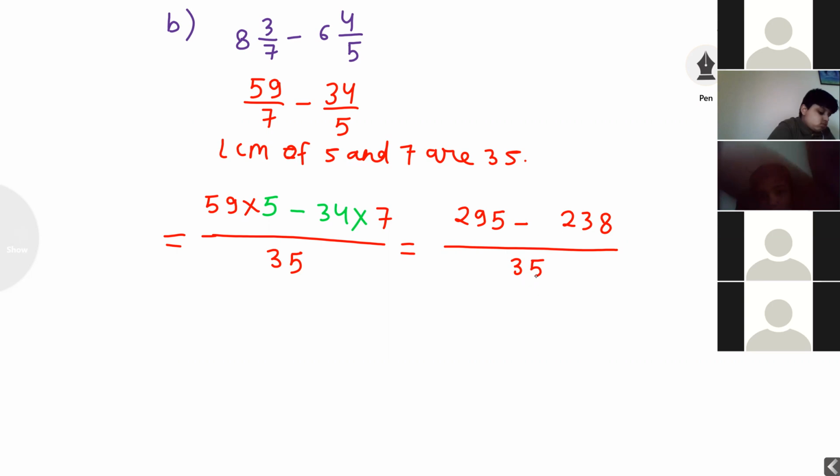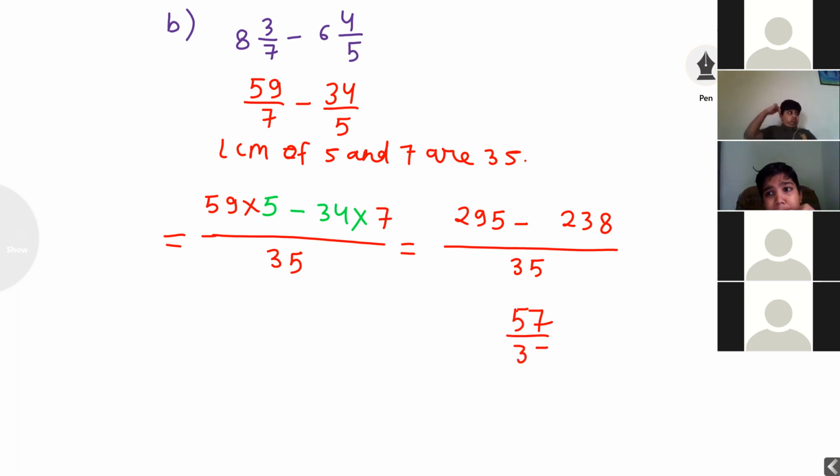Now we want to do subtraction. 15 minus 8 is 7. 8 minus 3 is 5. 2 minus 2 is 0. 57 by 35 is the right answer. Note down, everyone.